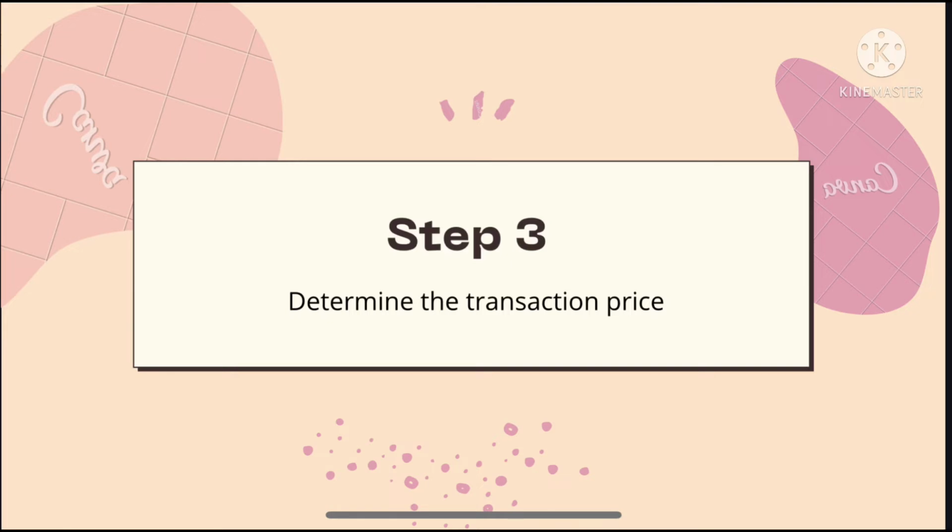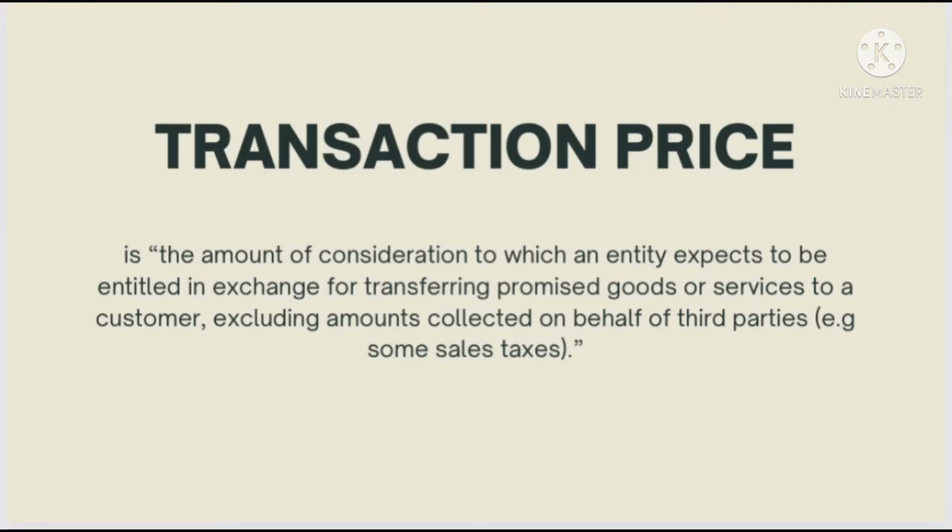Step 3, determine the transaction price. The entity determines the transaction price because this is the amount at which revenue will be measured. So, the transaction price is the amount the seller anticipates to receive from the buyer as a result of the services or products offered. So, without a doubt, this is what the seller anticipates as payment for the services or products offered. In simple terms, the transaction price is another term for the selling price.